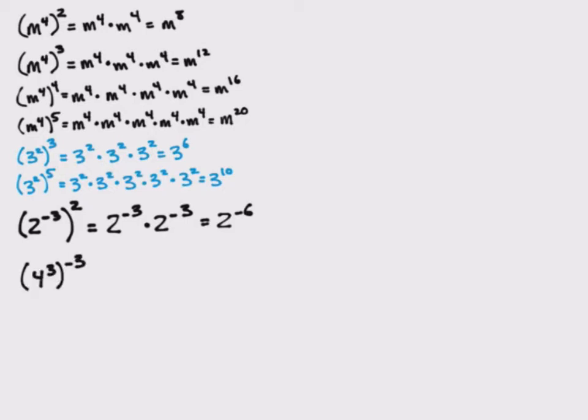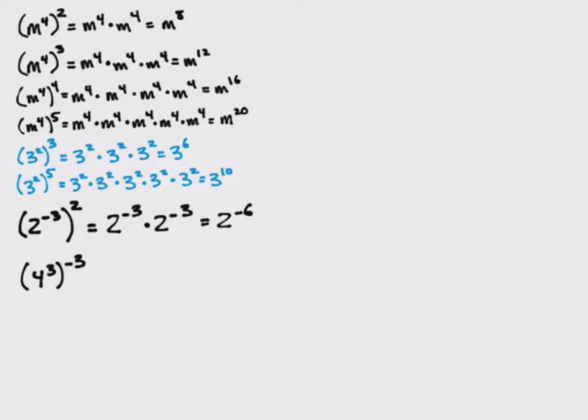Here's another. 4 to the 3rd, all of that to the negative 3rd power. Now this one's a little different. First we're raising 4 to a positive power, and then we're taking all of that and raising it to a negative power. In theory, if all we have to do is multiply the exponents, all we need to do is multiply 3 by negative 3, and that gives us negative 9. So in theory, our outcome should be 4 to the negative 9th. Well, let's see what happens.